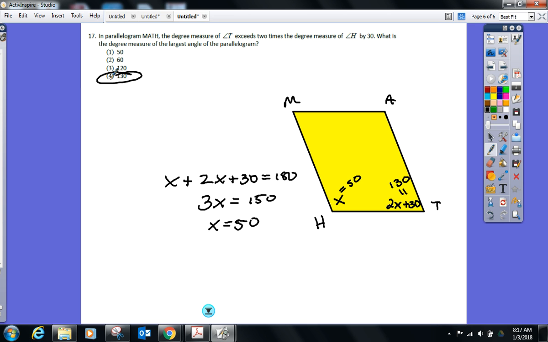Hopefully you're noticing the last couple you need to read carefully here, all right? Because you found x, and that's also a multiple choice, but that's not what I needed.